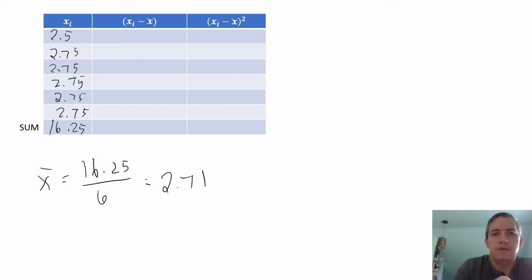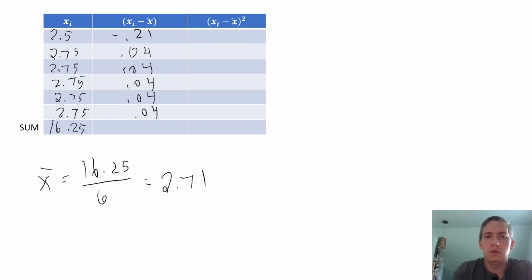2.5 minus 2.71 is negative 0.21. 2.75 minus 2.71 is 0.04, 0.04, 0.04, 0.04, 0.04. Now when I add these up, I got 1, 2, 3, 4, 5 0.04s, and so when I add them up, I get negative 0.01. That's pretty close to 0, so it looks like my calculations are okay, and it's really close to 0.